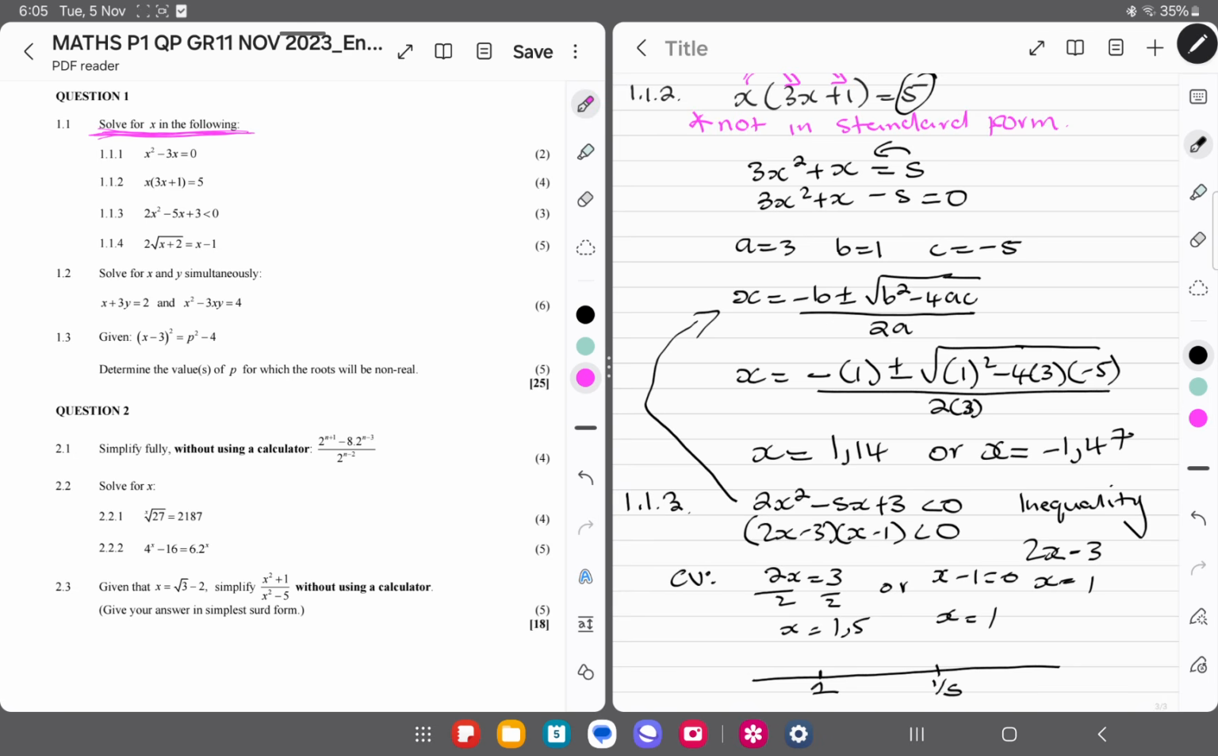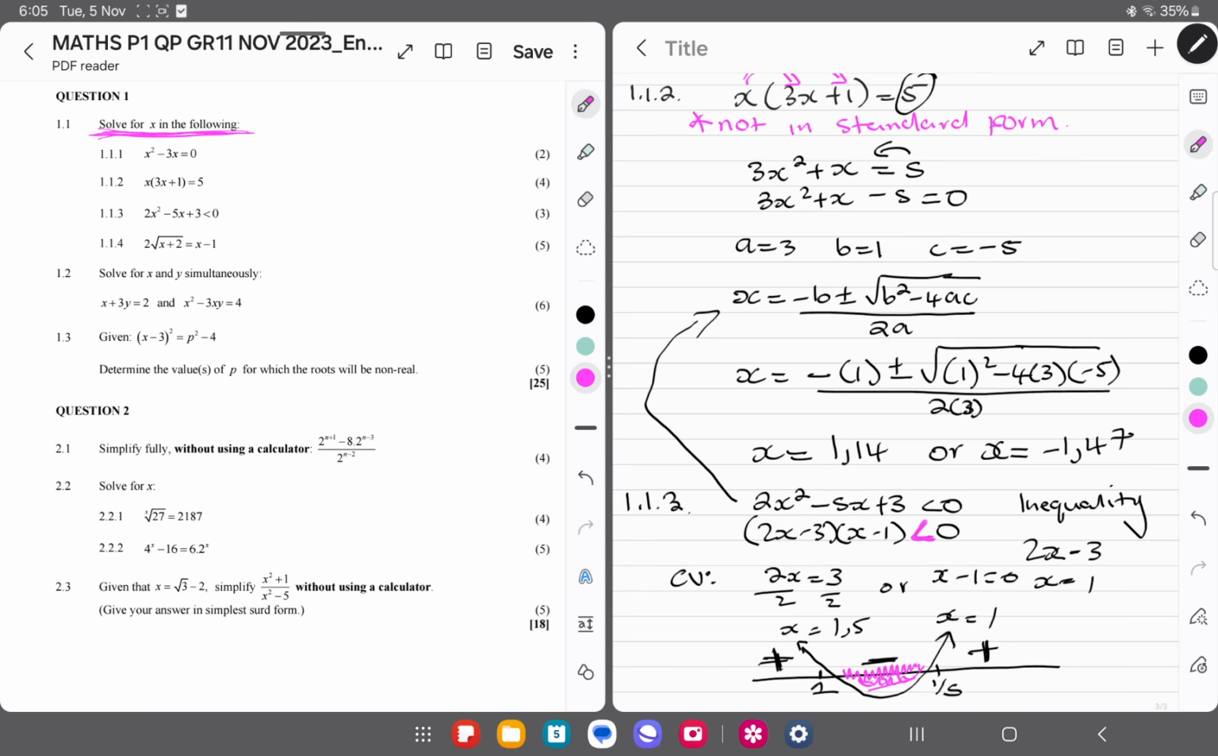Right? So this is positive, this is positive, so my parabola is going to face up like that. It's positive here, it's negative here, and then it's positive there. So I go back to my question. My question says less than, so it means this is where my answer is going to be.